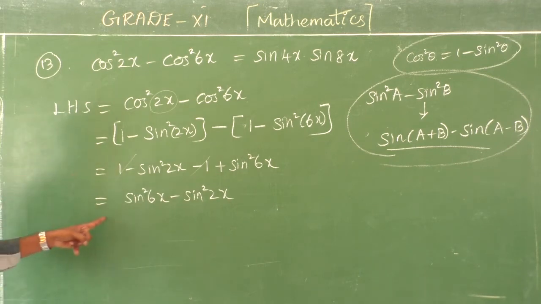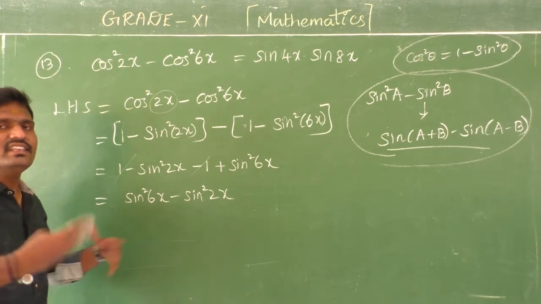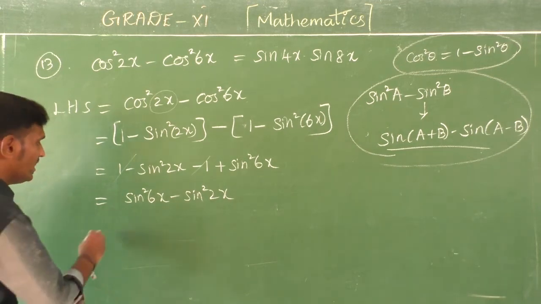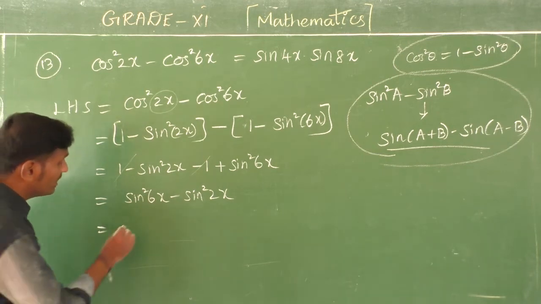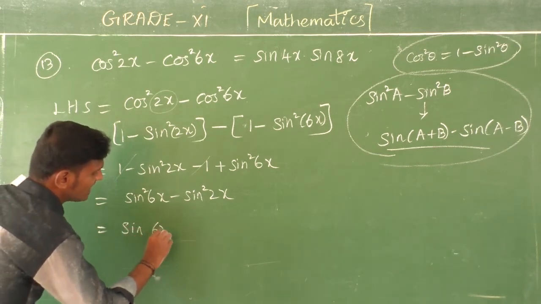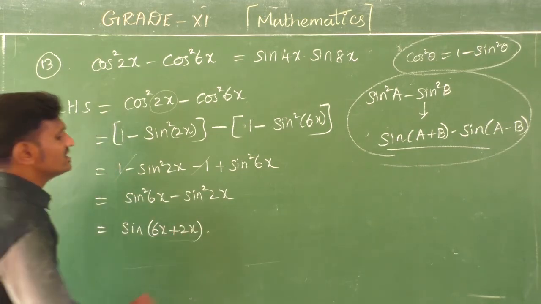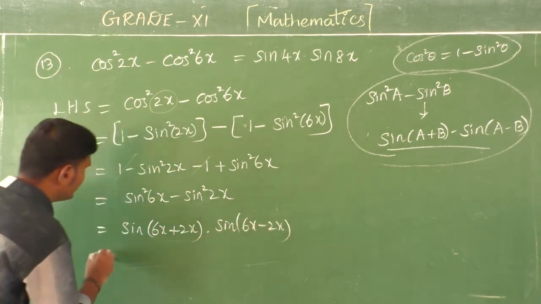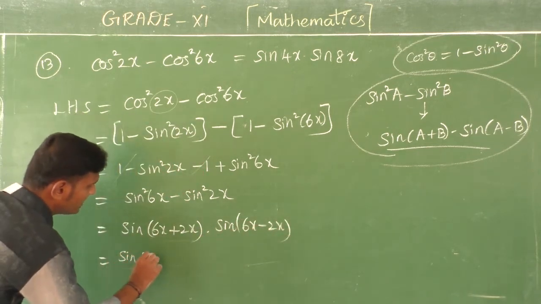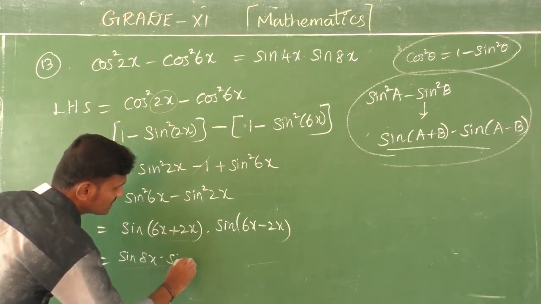So in your previous question number 12 also, it is given by this format. Easily we have to find the answer. Okay. Now use the formula sin square a minus sin square b. Sin a plus b, that is sin 6x plus 2x, into sin a minus b, so that is sin 6x minus 2x. So add and subtract and see what will come. Sin 8x, 6 plus 2 is 8x, into sin 6 minus 2, 4x.